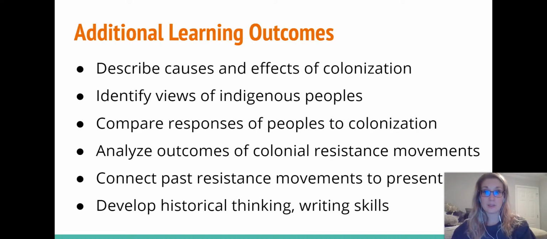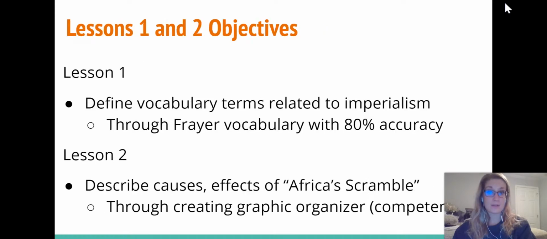Additional learning outcomes include causes and effects of colonialization, identifying views of lesser heard perspectives. So we're looking at multiple perspectives in history, comparing responses of those multiple perspectives, analyzing colonial resistance movements, so connecting the past to present movements, and then developing historical thinking skills.